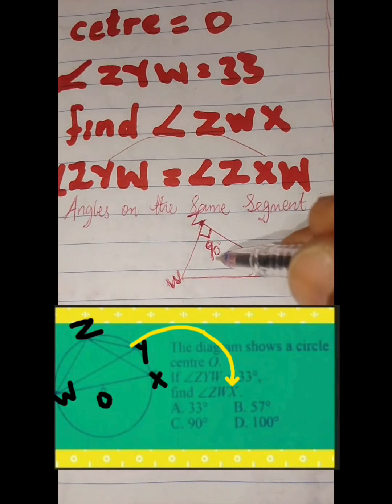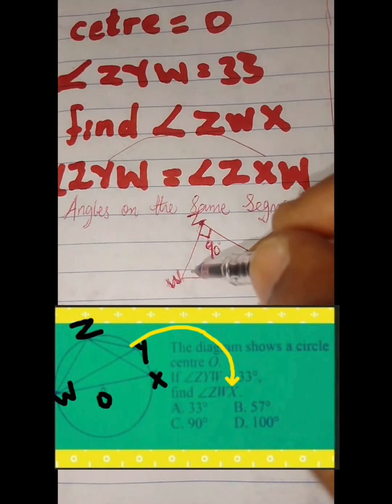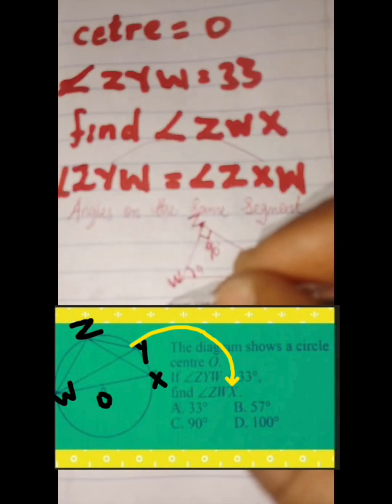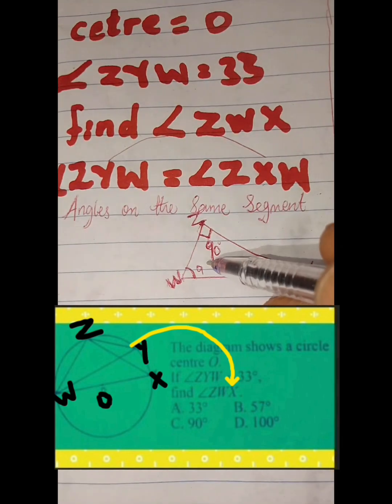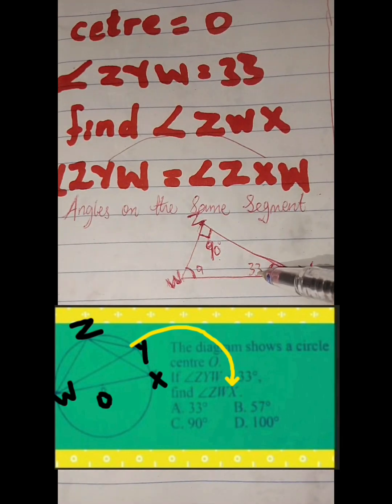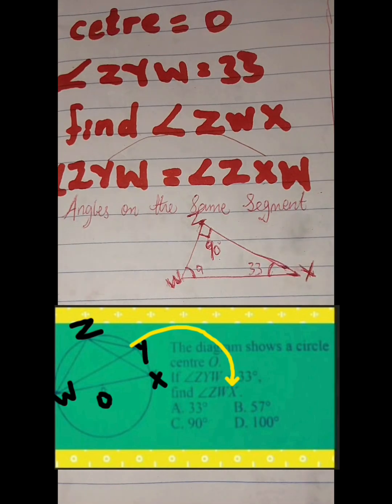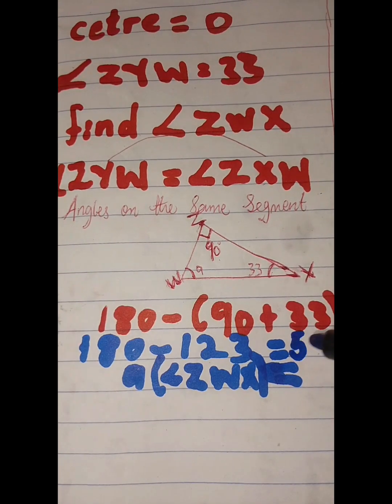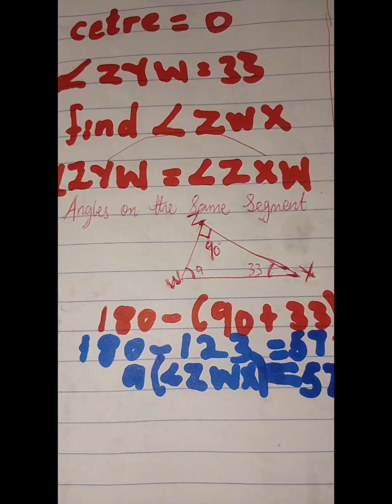So this is 90 plus 33, then plus A. Total sum of angles in a triangle is 180. So 180 minus 90 plus 33 will give you A. So this gives us 57 degrees. That means our angle ZWX equals 57 degrees.